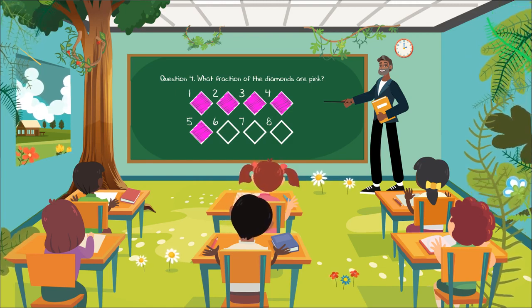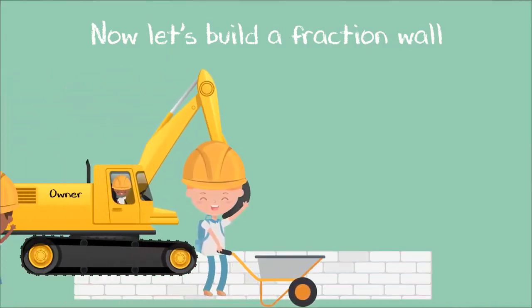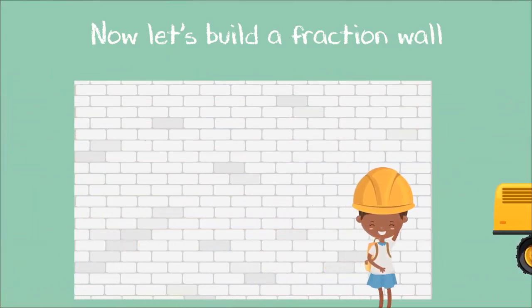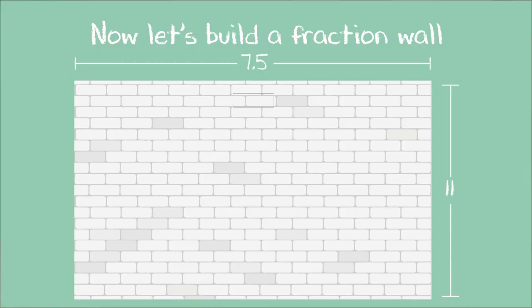Excellent job. Now, let's build a fraction wall. Come on, construction kids, boys and girls. You will have to get your supplies out of your toolbox: paper or construction paper, pencil, markers, colored pencils, and a ruler. Now, take a 7.5 by 11 sheet of paper and turn it on its side in the shape of a rectangle.